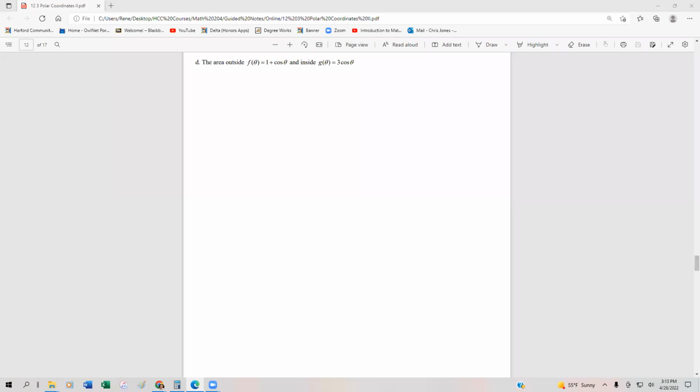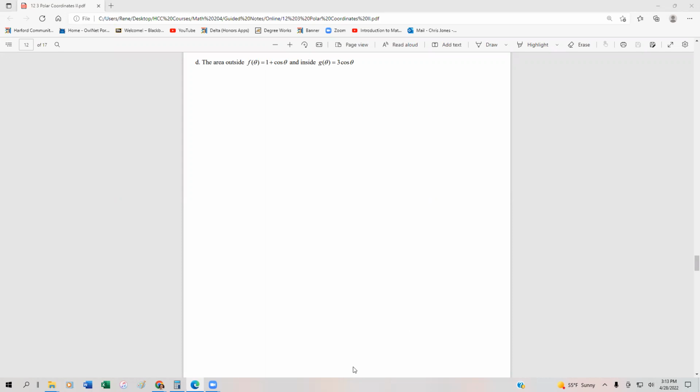As a last example of finding the areas of polar functions, we're going to find the area that's outside of the function f of theta equals 1 plus cos theta, and inside the function g of theta equals 3 cos theta. First thing we should probably do is graph this.